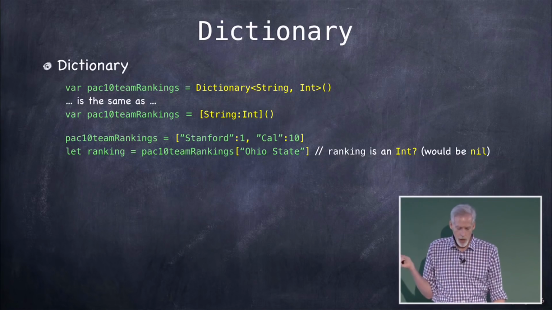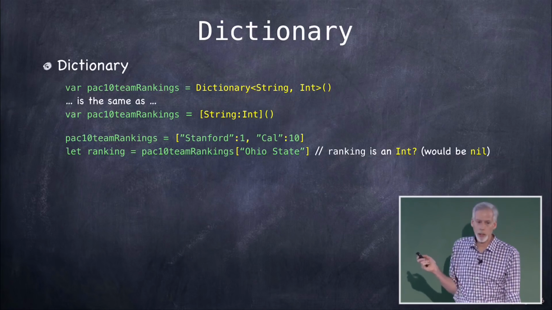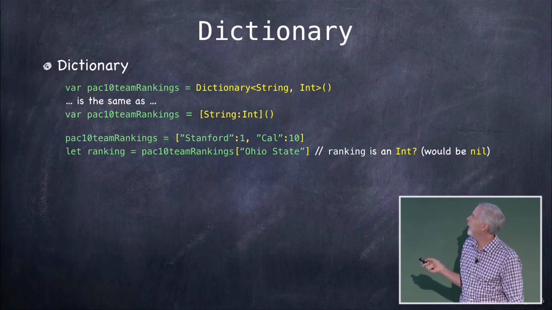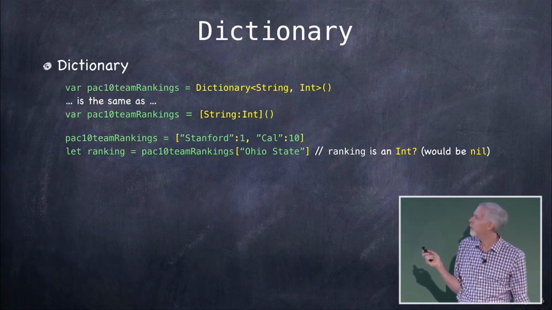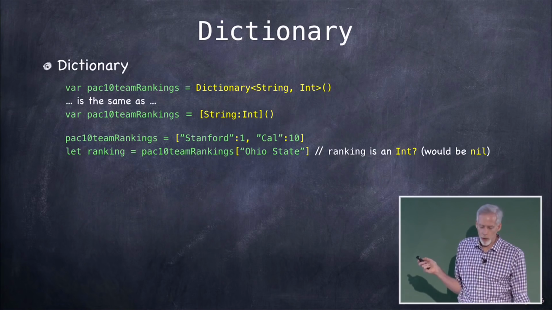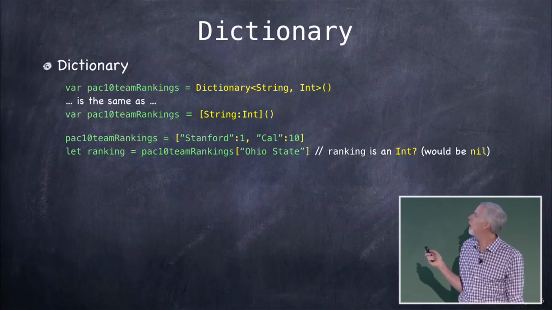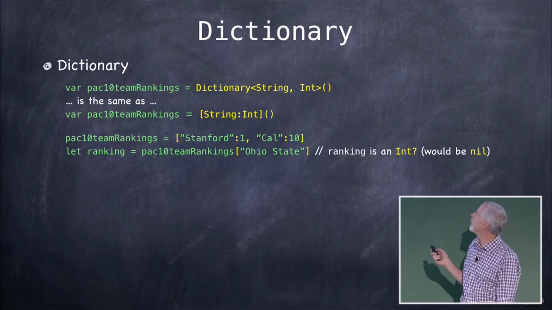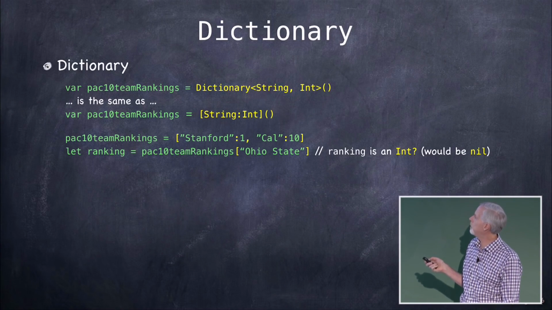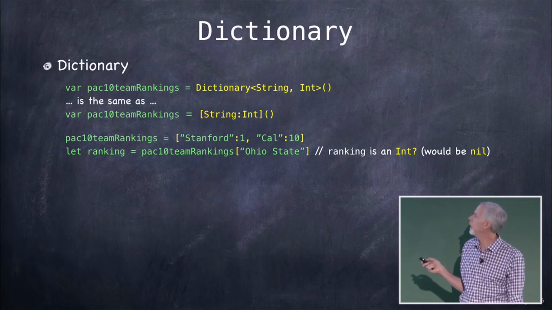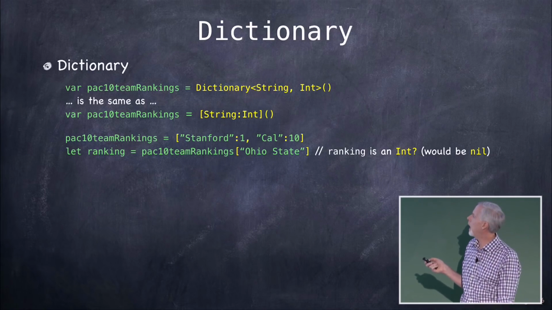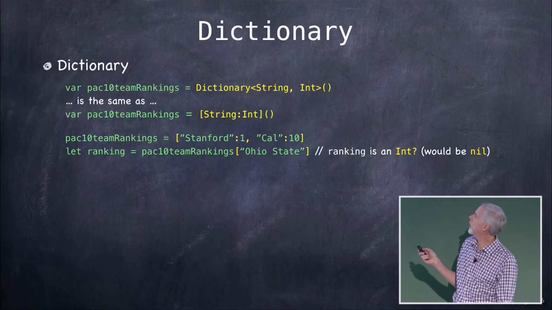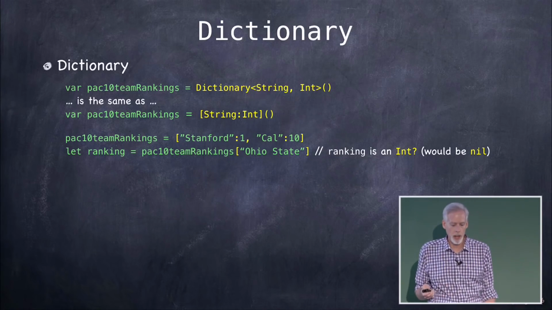Cal number 10, and I guess it's Pac-12 now, I should update this, shouldn't I? So okay, Cal 12. And if I say here, let ranking equal the Pac-10 rankings of Ohio State, that's obviously no Ohio State in the Pac-12. So the ranking here has to be an int question mark, right? It's an optional int. We already saw that in our calculator. Anytime you dereference a dictionary, it's going to return an optional of whatever type the dictionary's values are.